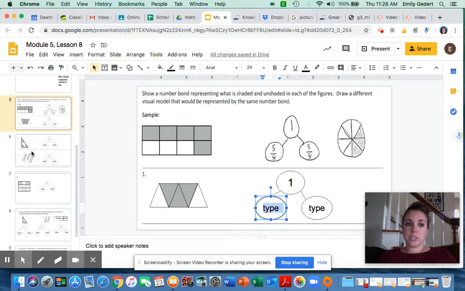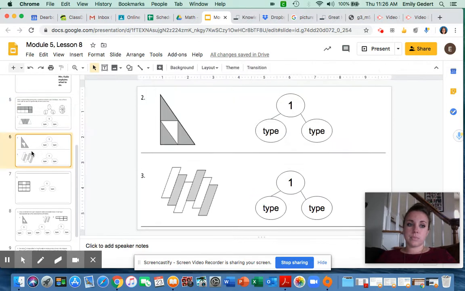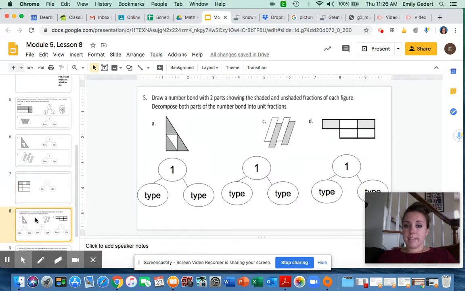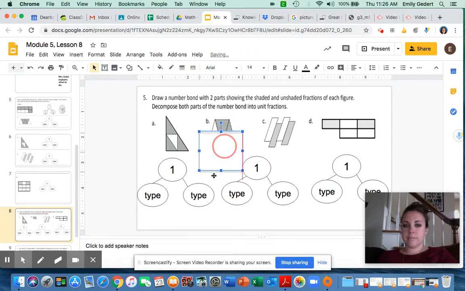You're going to do that also on slide 6 and slide 7. Same for slide 8. I did have you skip B. I just kind of covered it up there because we didn't have room with the number bonds. If you really want to look at what B looks like, you can click it. There's actually a square that's covering it up. But again, I just want you to do A, C, and D.